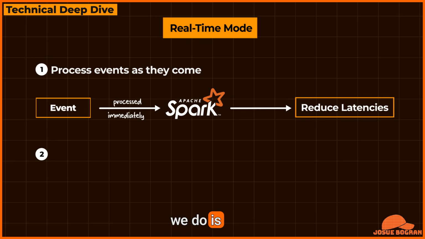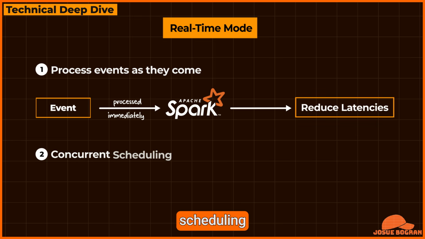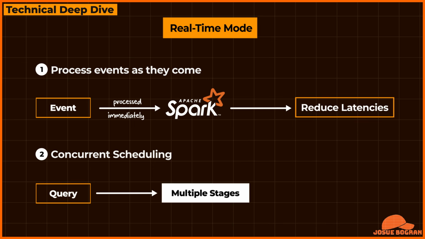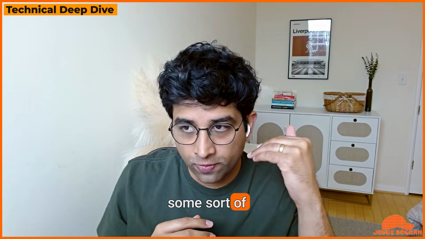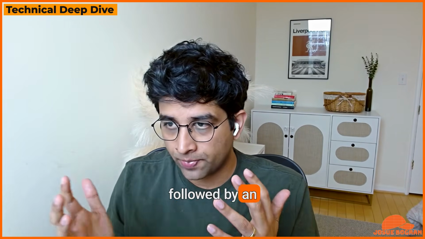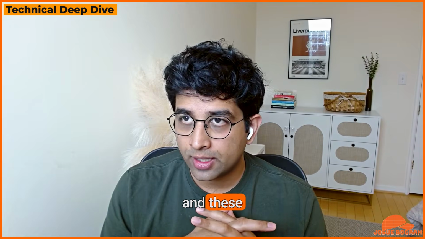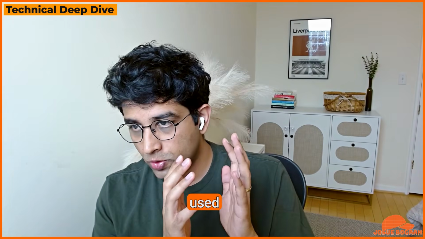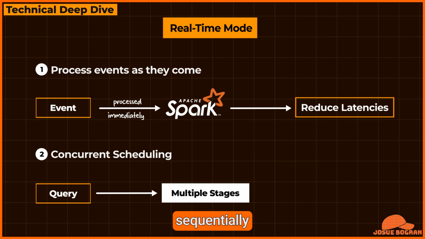The second thing we do is what we call concurrent scheduling. What this means is that a query typically has multiple stages. There could be a single-stage query, like a stateless query, or multiple stages if you're doing some sort of filtering followed by an aggregation. And these stages in the old architecture used to get processed sequentially. Now all these stages are always on and concurrently on.